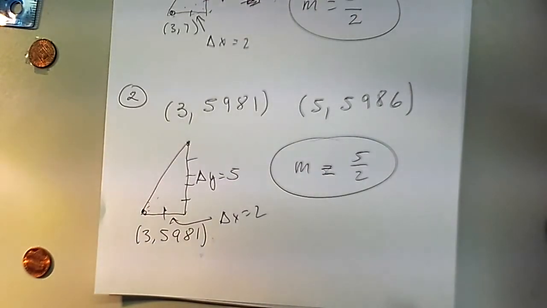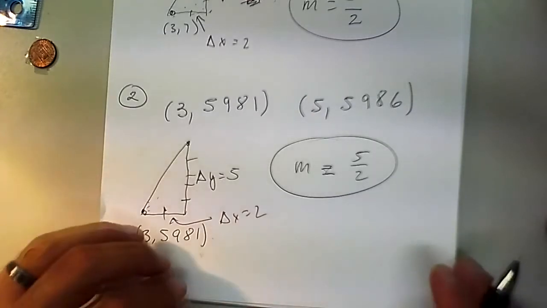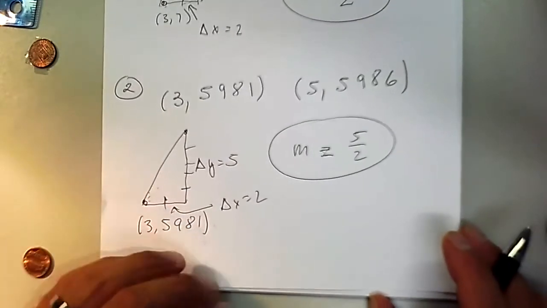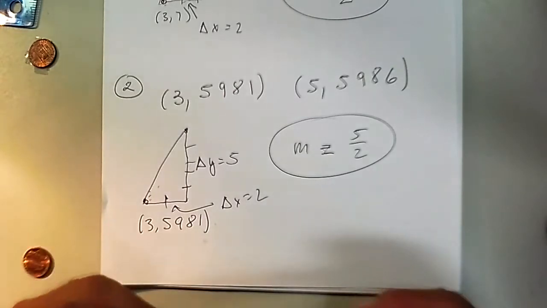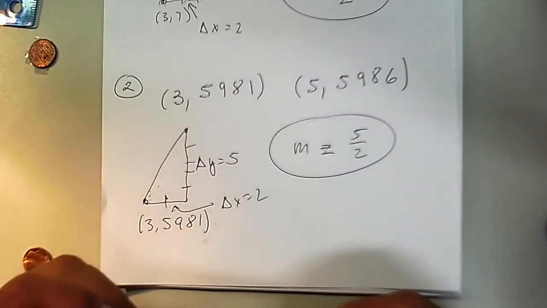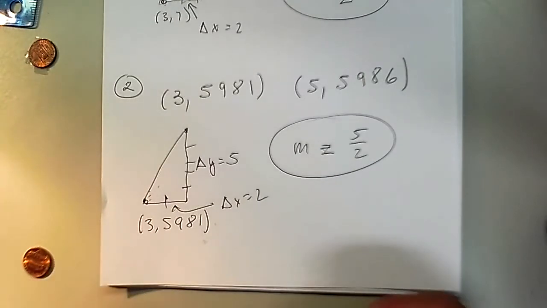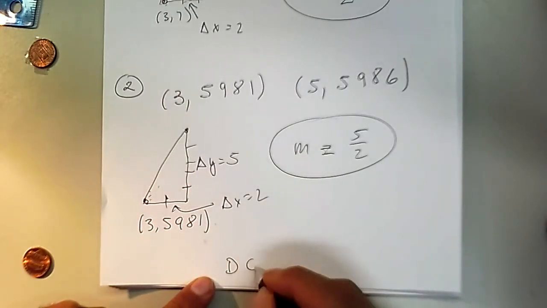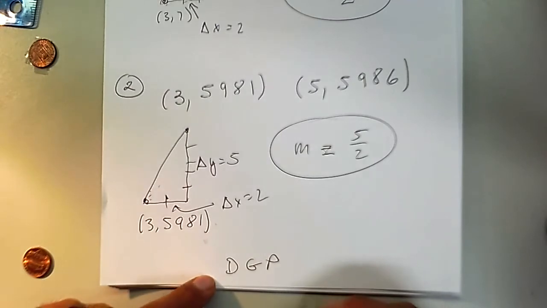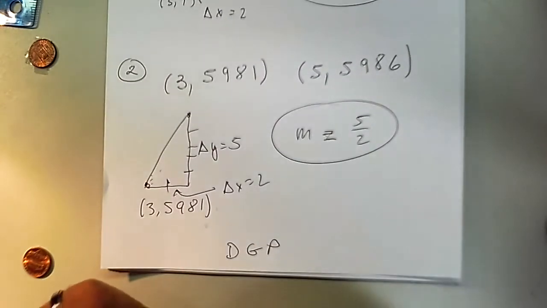Again, it doesn't tell us the output. One example I give in my classes when I'm talking about slope is the domestic gross product. The United States makes millions and millions and millions of things. The domestic gross product measures the goods and services the United States produces.